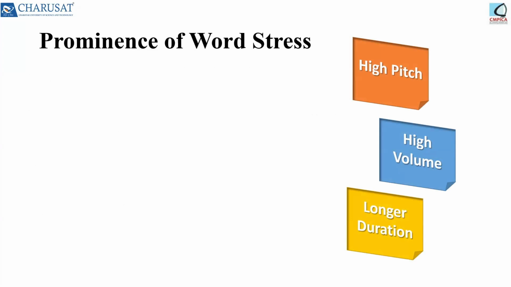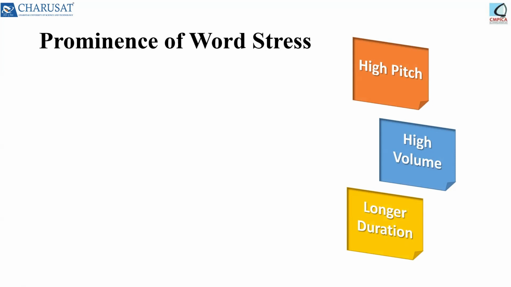The slide we have is about knowing the prominence of word stress. What is word stress? High pitch, high volume, longer duration. All of these are part of tone. However, while we are speaking, we take a pause at a specific level, and that stress decides which part to speak in a higher tone, which in a lower tone, which for a longer period of time, and which at a particular volume. That is what decides the word stress.